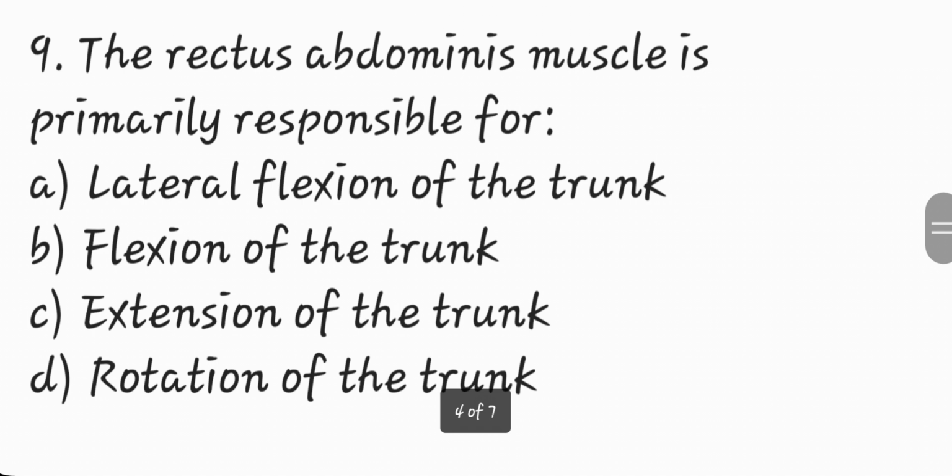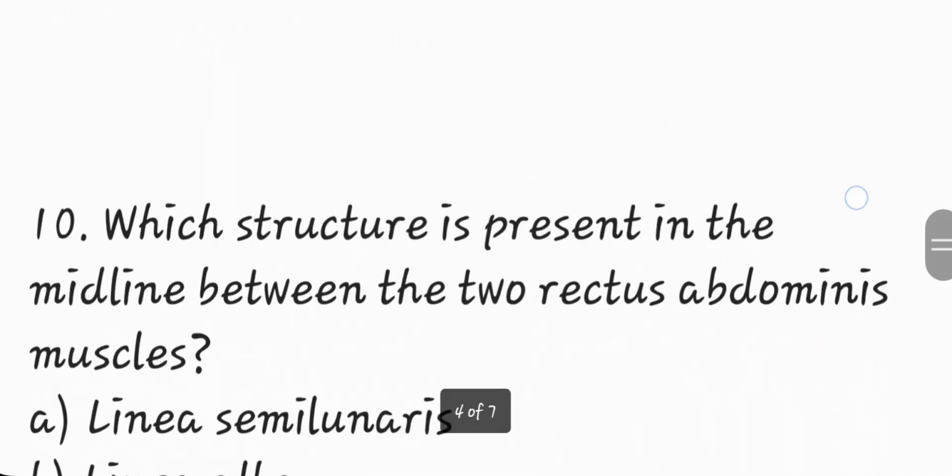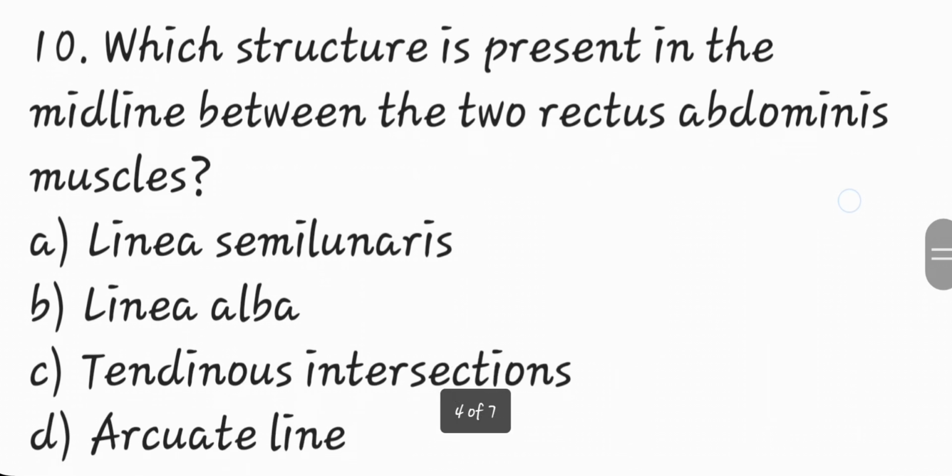The rectus abdominis muscle is primarily responsible for, as I said in the last question itself, flexion of the trunk. Okay. Coming to the tenth question, which structure is present in the midline between the two rectus abdominis muscles? This is the linea alba.